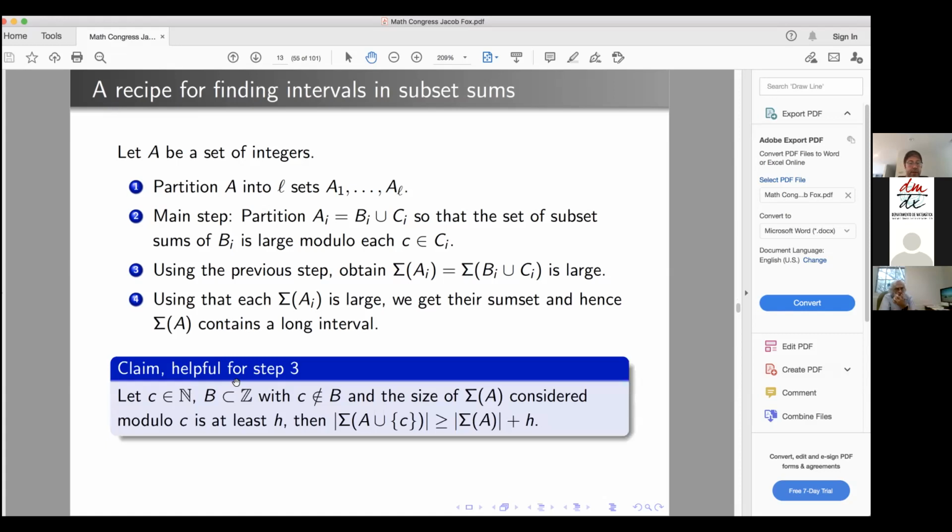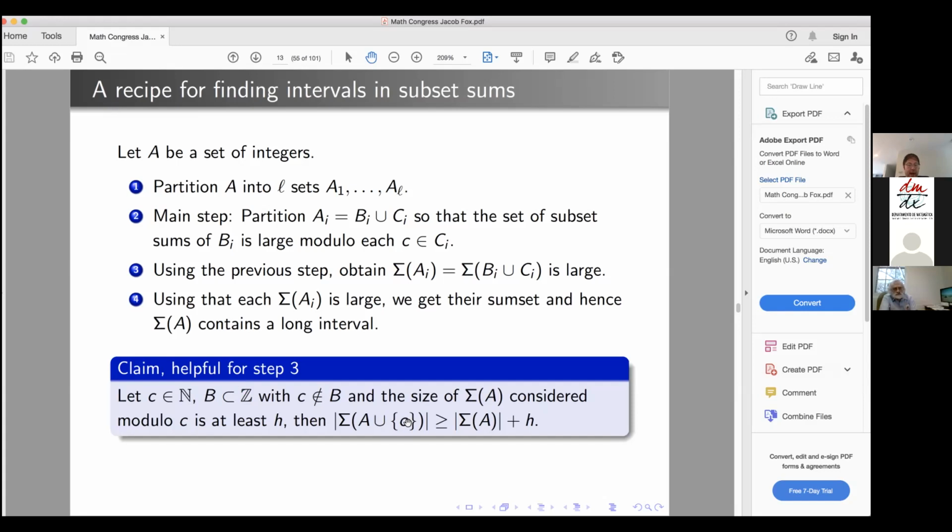And for step three, one helpful tool is a very simple claim that we think is new, but somehow it's incredibly useful in this, and it's very simple. If you have a positive integer C and you have a subset B of integers with C not an element of B, and the size of sigma of B considered modulo C, so you just look at which modularity classes contain at least one element, is at least H, so you have at least H non-empty modulo classes, then sigma of B union C is at least the size of sigma of B plus H, because in each of these modularity classes, when you add C, you're going to get at least one more additional element in sigma of B when you add C to it.